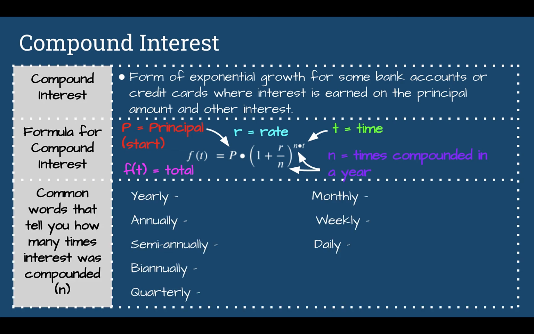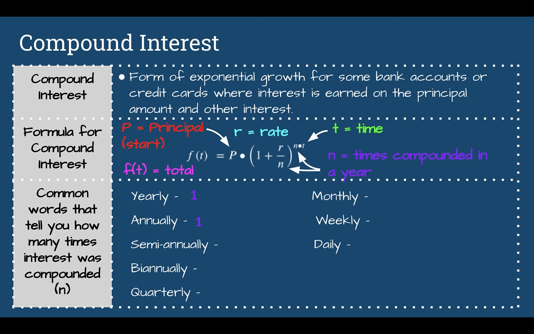So here are some common words that will tell you how many times interest was compounded. It's probably not going to come right out and say that interest was compounded 4 times this year. It's going to use a different word. So if you see yearly or annually, that means that interest was compounded 1 time in a year. You probably won't see these two very often because using 1 doesn't change much, but just in case.